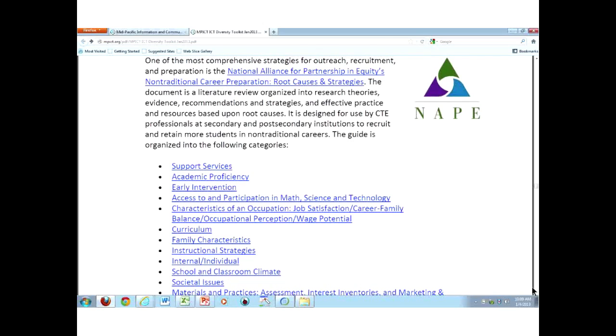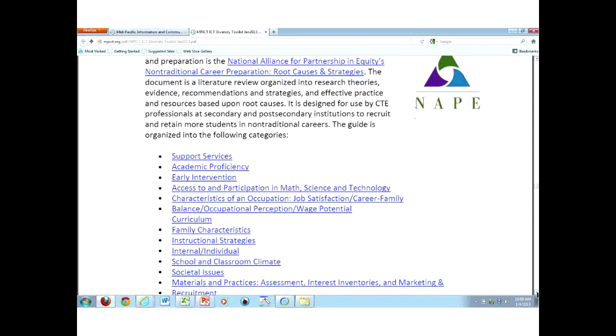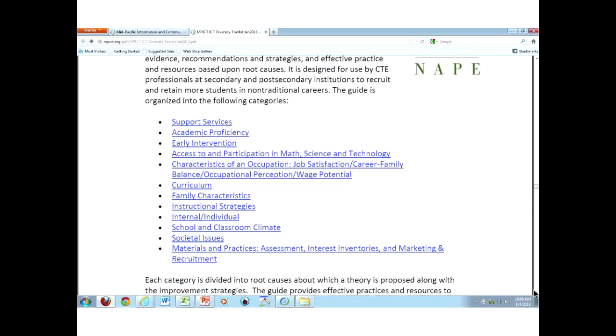So the whole guide has information and tools and research done on all of these areas. Support services for underrepresented groups. These are around things like remedial support, things like that, and for academic prevention, early intervention when you're beginning to see difficulties. And the interesting things here are even looking at school and classroom climate, which has a really, really major impact.